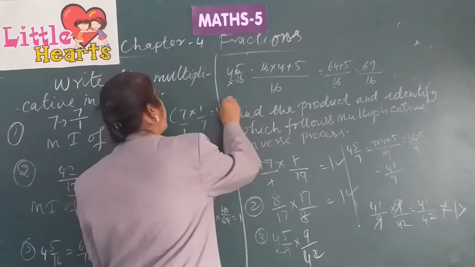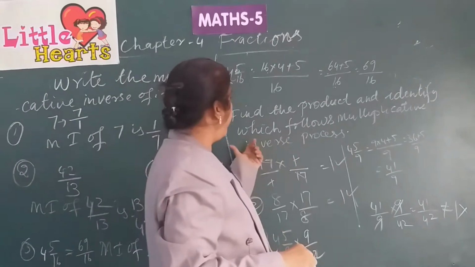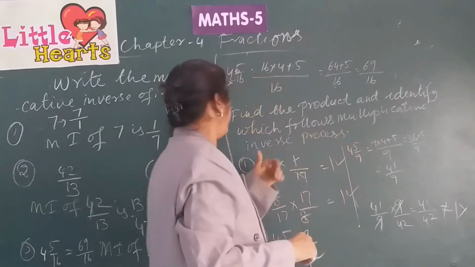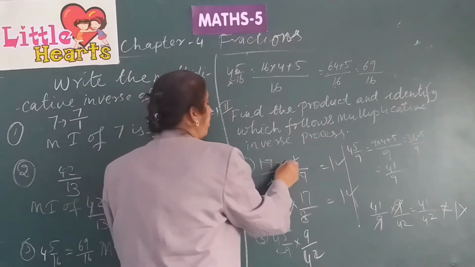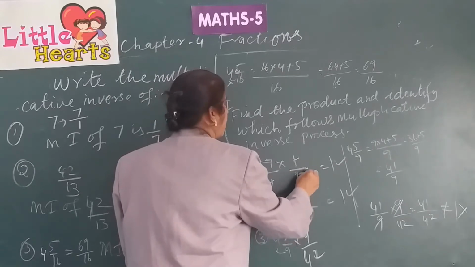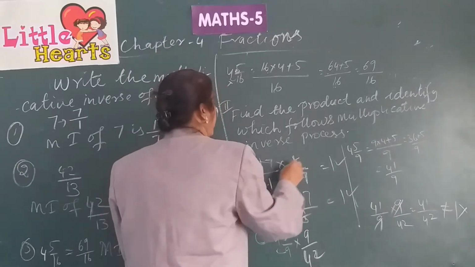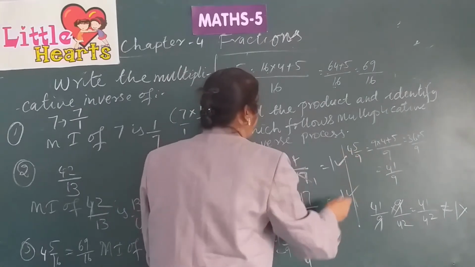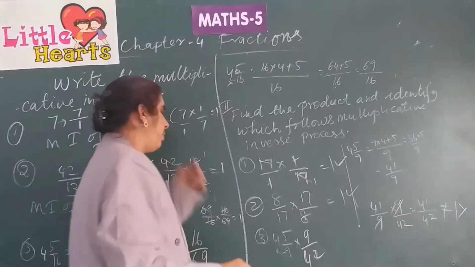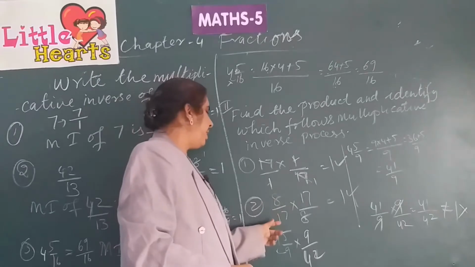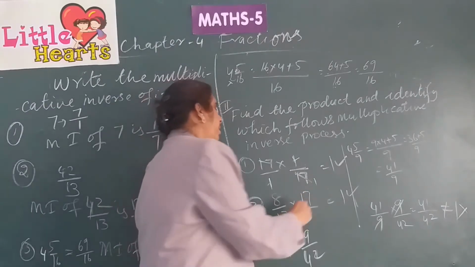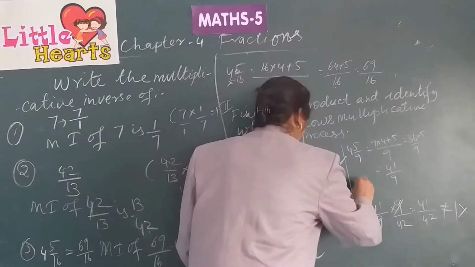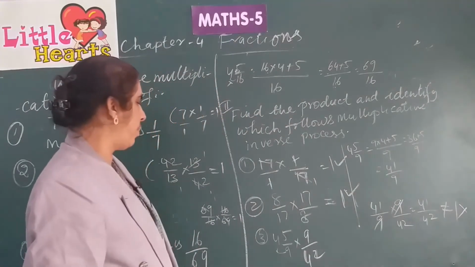Now find the product and identify which follows multiplicative inverse process. 7 into 1 by 7 is given. So 7 ones are 7, 7 ones are 7. 7 gets cancelled. The answer is 1. So it follows multiplicative inverse process. 8 by 17 into 17 by 8. The product is 1. So it also follows multiplicative inverse process.